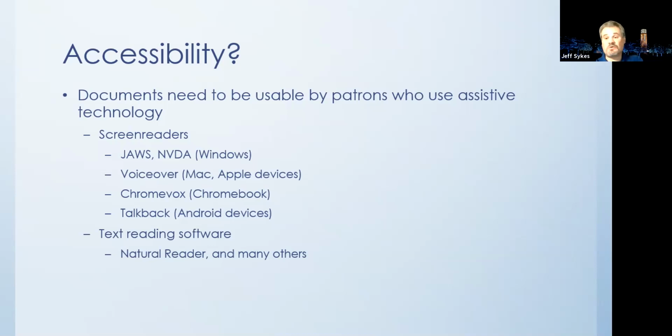JAWS and NVDA are very popular for Windows. JAWS is commercial software and it's about $1,000 a seat. NVDA is free, and NVDA was developed by some of the original JAWS programmers. So just because it's free, don't think it's not good software. It really is. It works very well. It doesn't support as much third-party software, but it does work with documents. It works with the Windows operating system, Microsoft Office, Chrome, and Firefox. So in terms of library use, it would do the job.